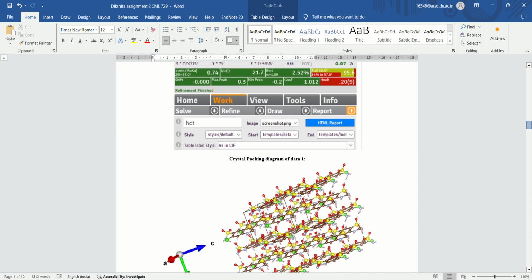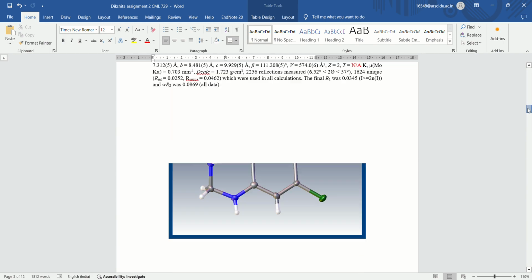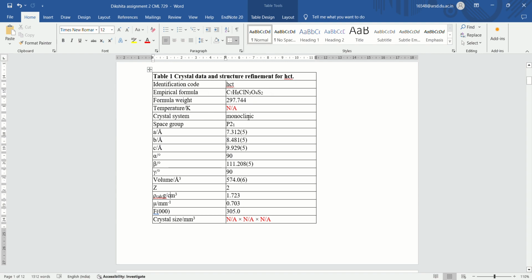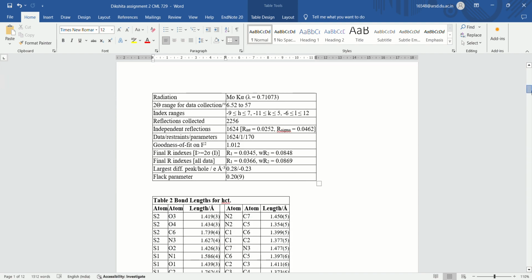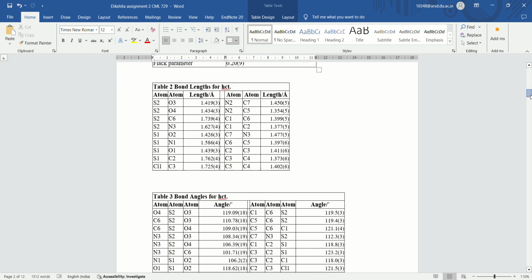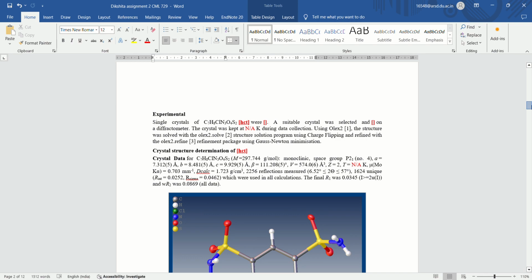From this solution, we get these tables. In these tables, all the information about the solution is given, like what the crystal system was, what the space group was, and all the a, b, c, alpha, beta, gamma parameters, volume and Z value, and also the bond lengths of different bonds, and the bond angles, which we can see.